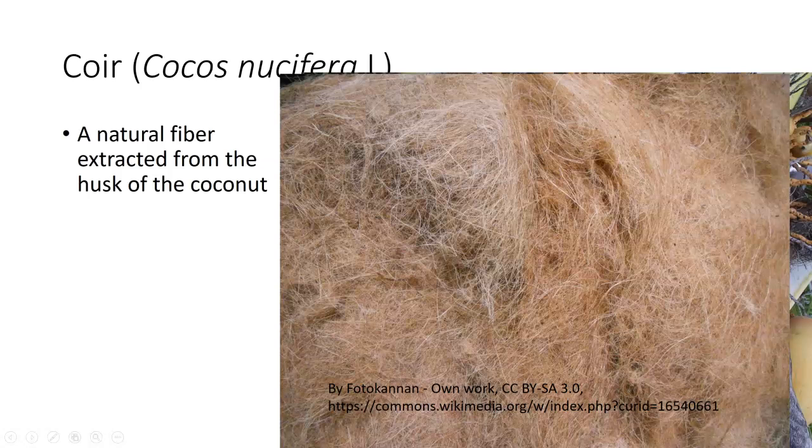This is often used to make a type of pot that you plant things in. You can plant it directly into this particular type of pot. Then you can take the whole pot and put the whole pot in the ground. When you do that, the roots will actually grow through the material. It makes a very heavy duty type fiber.